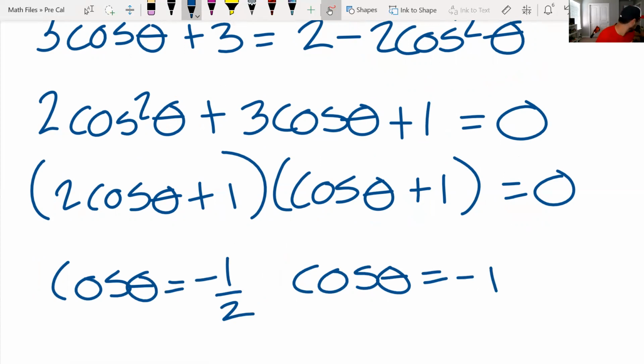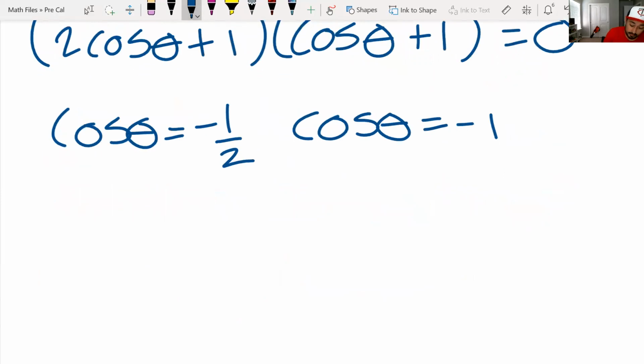Hey, that's the fullback there. Yeah, I know. It's pre-cal, but okay.